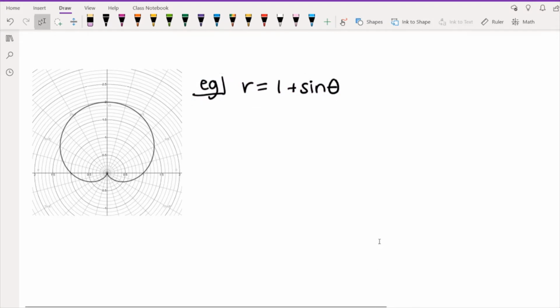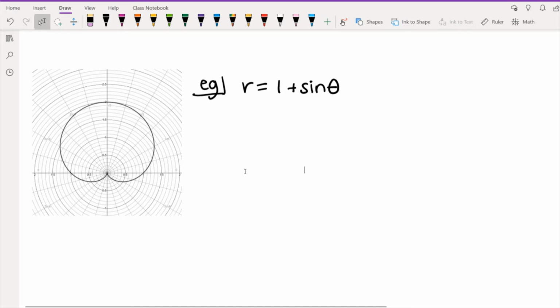Okay, so let's say that we have the graph of r is equal to 1 plus sine of theta. I put this on your previous worksheet as one to graph. This is called a cardioid. It's weird to say famous, but it's a kind of famous polar curve.